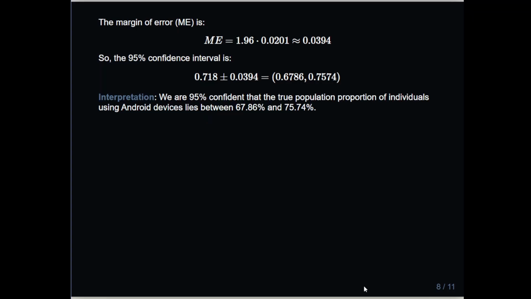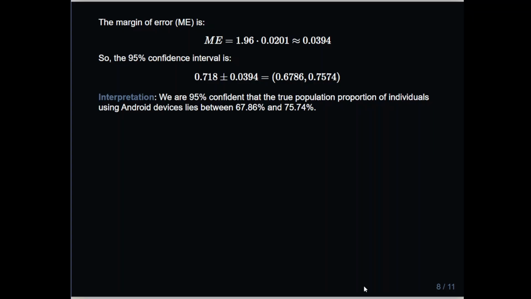So the margin of error is the quantile, what we collectively term the quantile, times the standard error. So it's essentially the point estimate plus or minus the margin of error. Okay? So in this case, our margin of error is 1.96 times 0.0201. And our 95% confidence interval is the point estimate plus or minus the margin of error. So that is 0.718 plus or minus 0.0394.